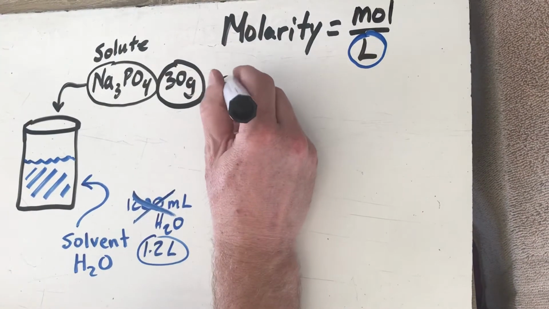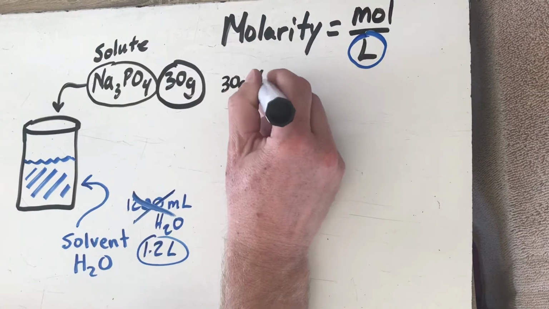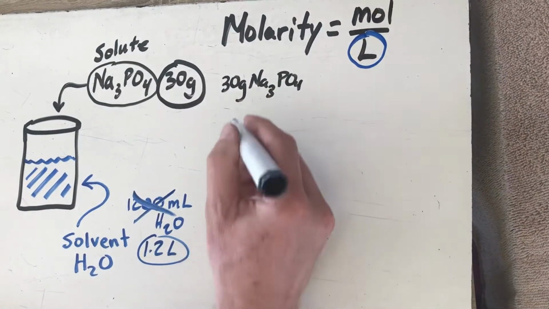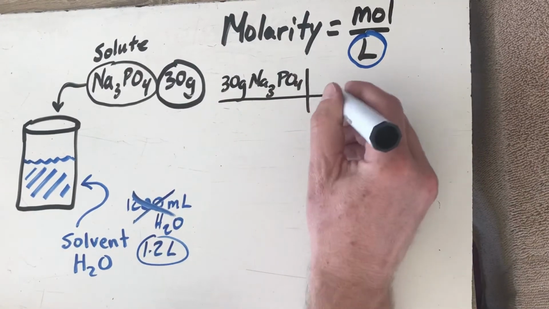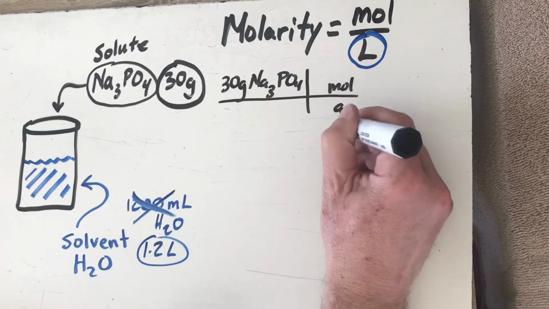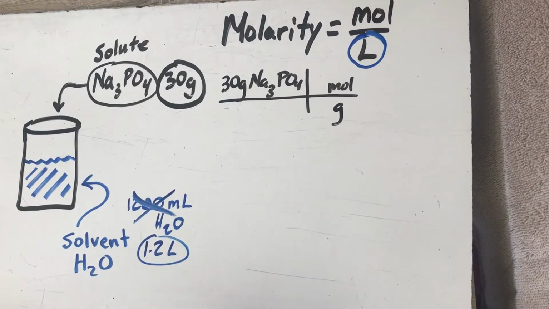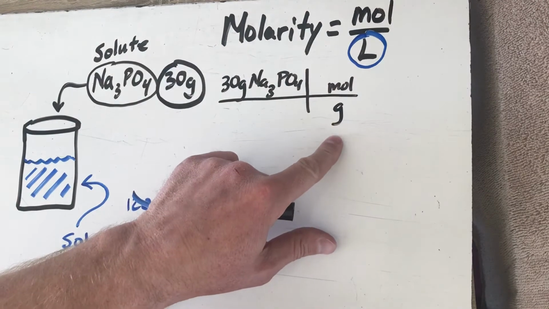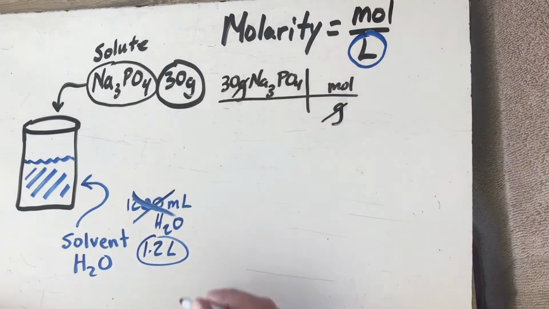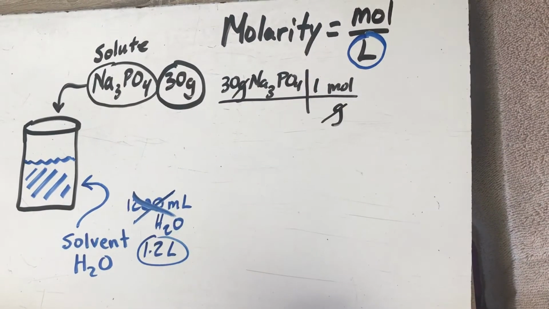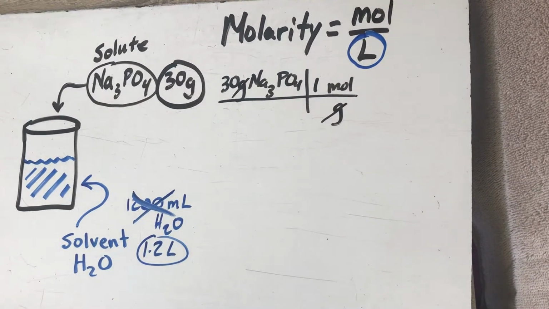We're going to take 30 grams of sodium phosphate, Na3PO4, and instead of having grams, we're going to convert it to moles. This will look familiar to my students who've done this hundreds of times. I want grams to disappear, so grams goes on the bottom, and that's going to cancel it out, and I'll be left with moles on top. I know when I look at the periodic table, it shows me 1 mole of everything, but what I need to figure out is what it weighs.